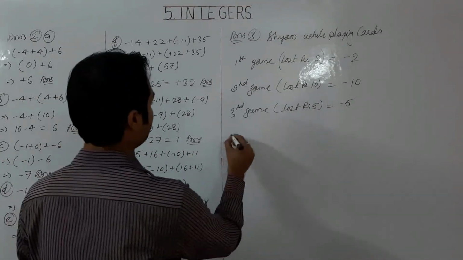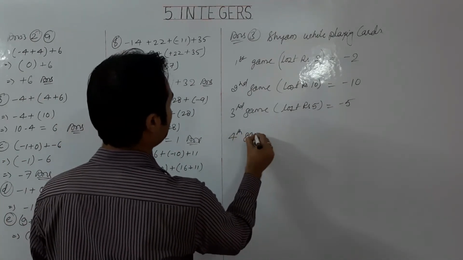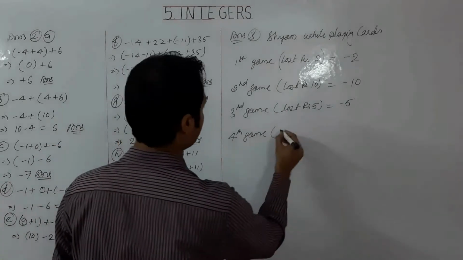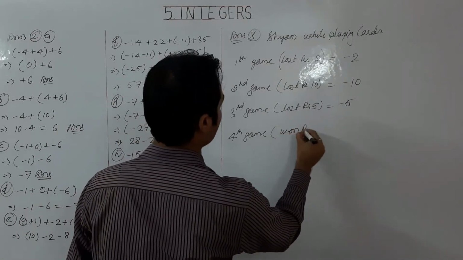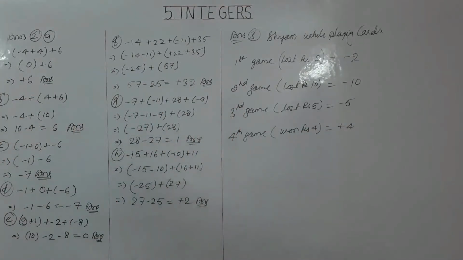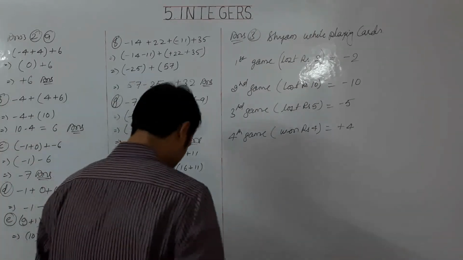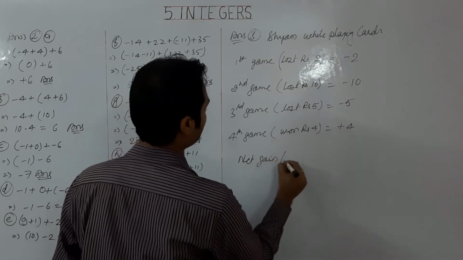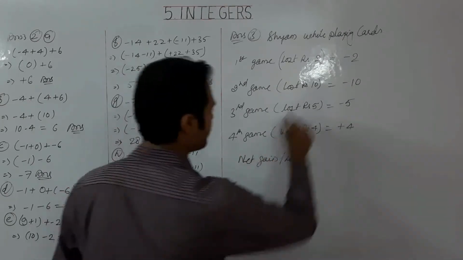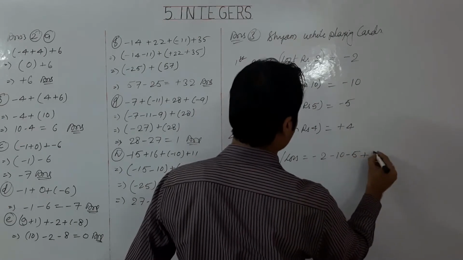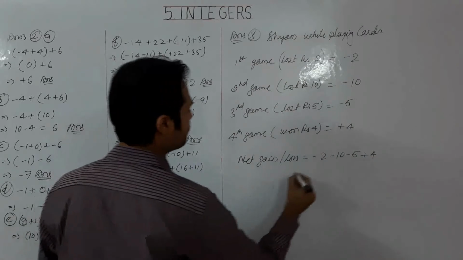Then in the fourth game, won rupees 4. So rupees 4, or we can write plus 4. Why plus? Because it's a gain. So what was his net gain or loss? We have to add them: minus 2, minus 10, minus 5, plus 4.